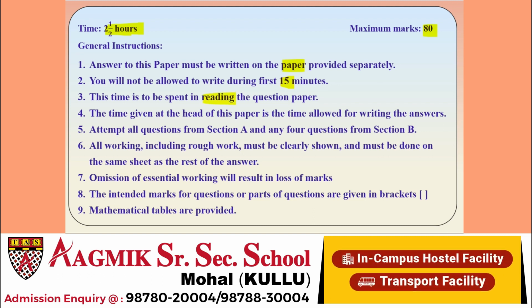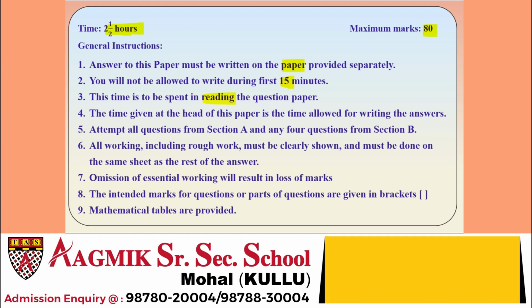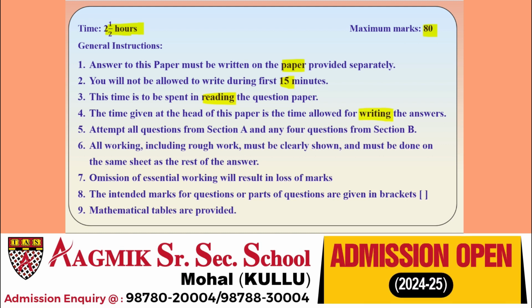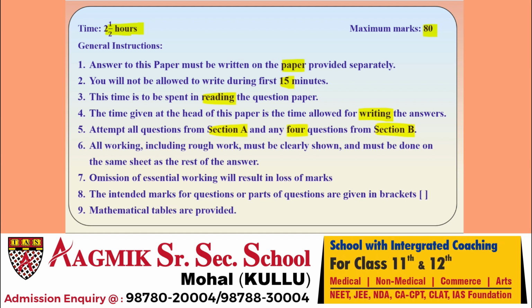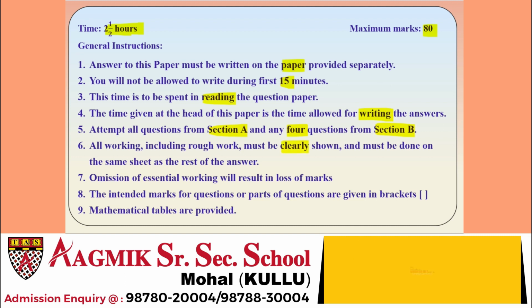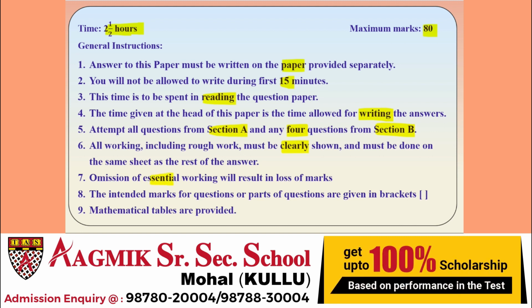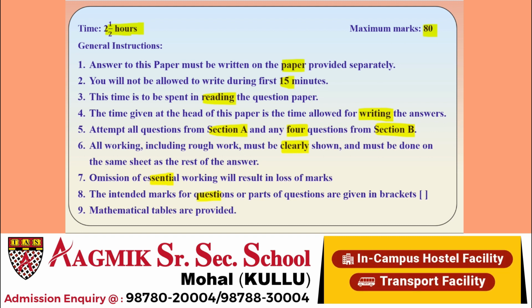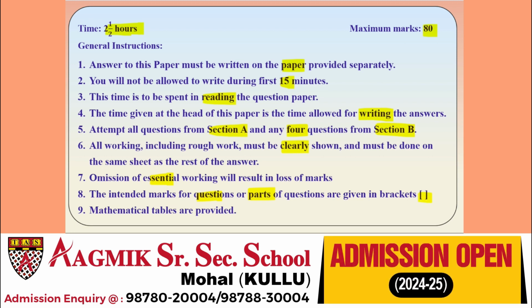the question paper. The time given at the head of this paper, that is 2.5 hours, is the time allowed for writing the answers. Attempt all questions from section A and any 4 questions from section B. All work including rough work must be clearly shown and must be done on the same sheet as the rest of the answer. Omission of essential working will result in loss of marks. The intended marks for questions or part of questions are given in brackets and mathematical tables are provided.